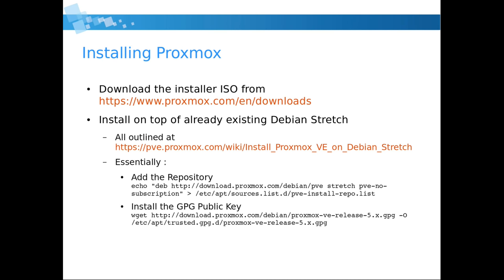So how do we install it? Easiest way, download the ISO installer from Proxmox. It's just like installing any other operating system. It's very opinionated though. It's going to take over your box, it's going to set up the networking, it does everything for you, it's all nice and ready to go. But you don't necessarily get as much control over the initial build process.